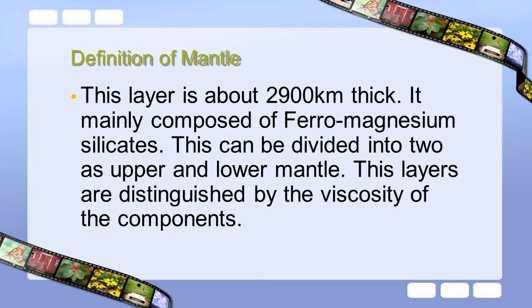Then we have the mantle. Just beneath the crust is the mantle, which extends up to a depth of 2,900 kilometers, and it can be divided into lower mantle and upper mantle, and these layers are distinguished by the viscosity of the components.